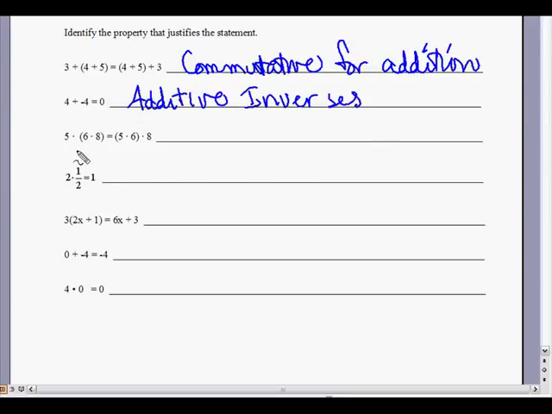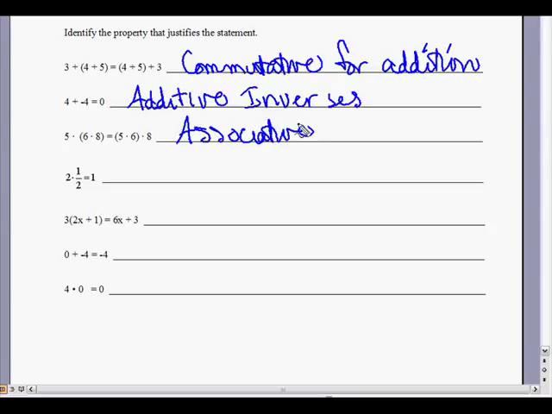Our next example, 5 times the quantity 6 times 8 is equal to 5 times 6 times 8. Here you can notice there's been a regrouping. 6 was multiplied to 8 inside parentheses. Now 6 is multiplied to 5 inside parentheses. That is our associative property when you regroup.